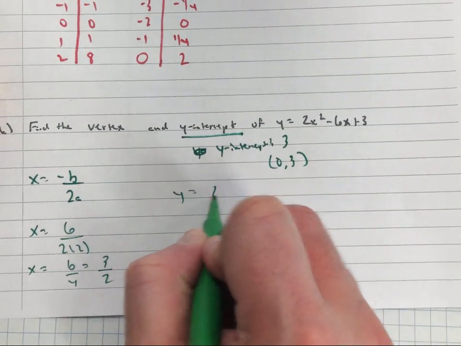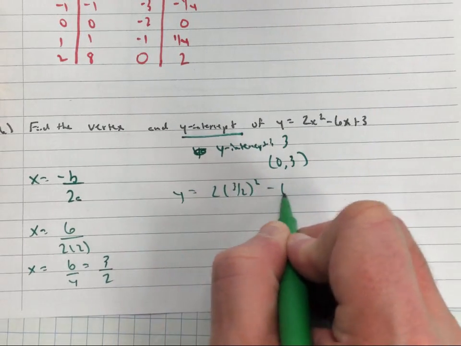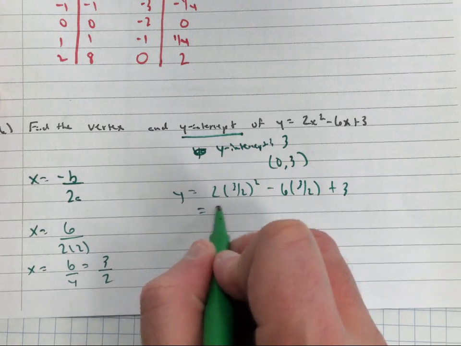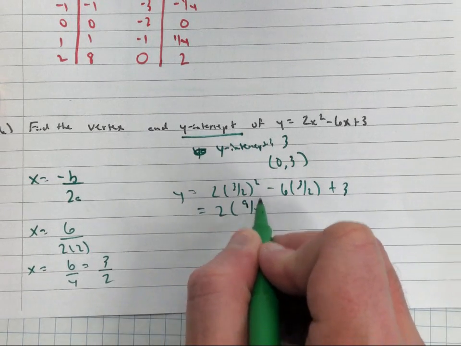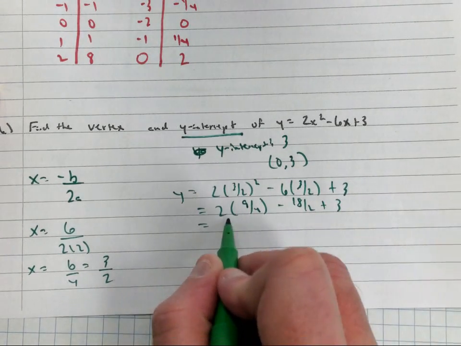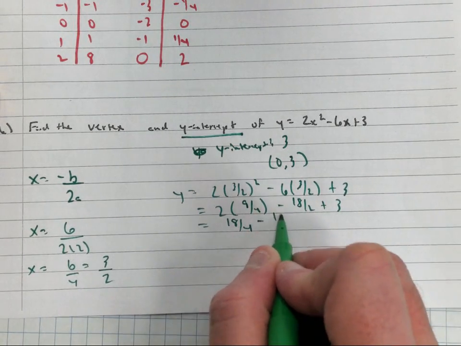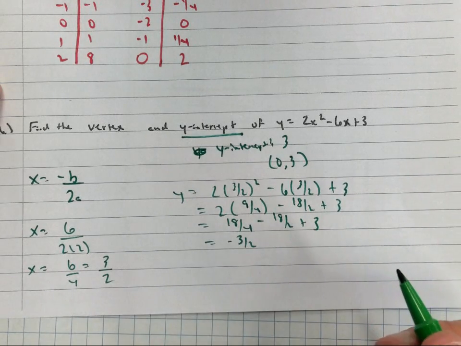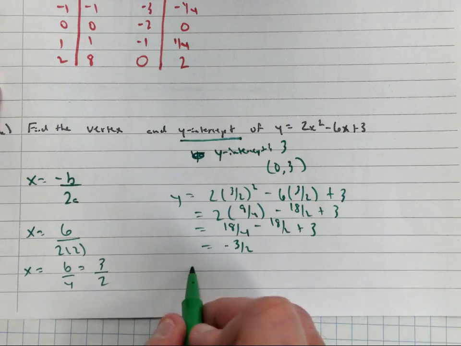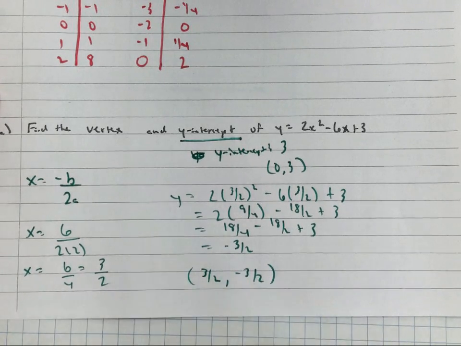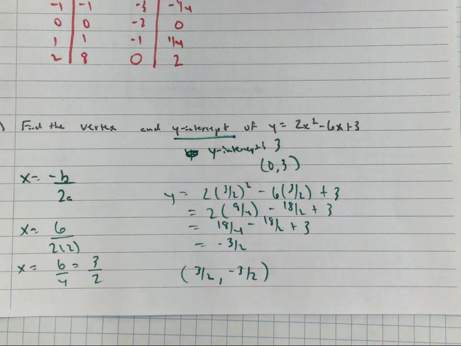Now I'm going to plug that back in. 2 times 3/2 squared is 9/4. That's going to give me 18 over 4 minus 18 over 2 plus 3. I think that gives me negative 3/2. Make sure I did that right. So your vertex would be 3/2, negative 3/2. So 1.5 comma negative 1.5.